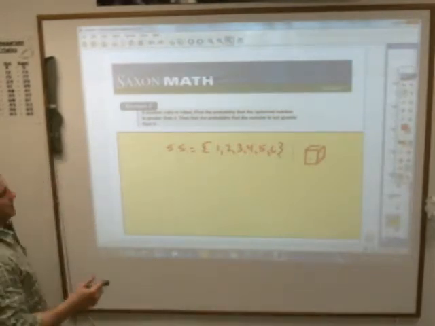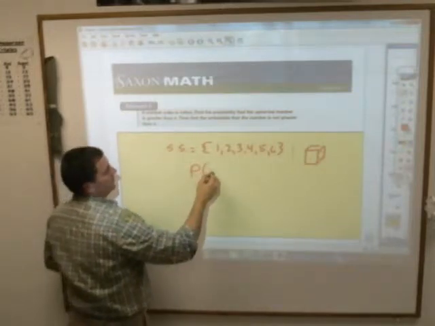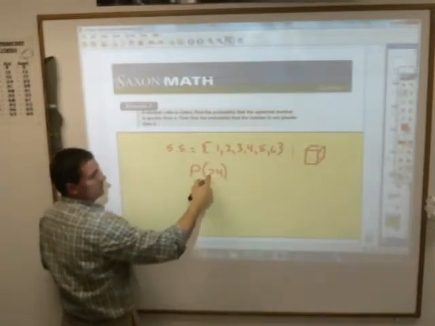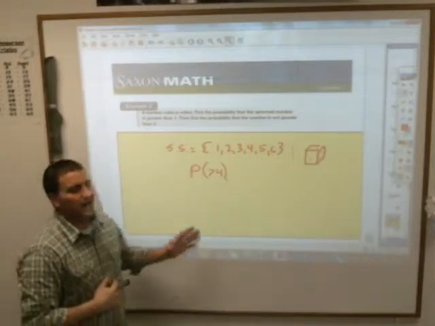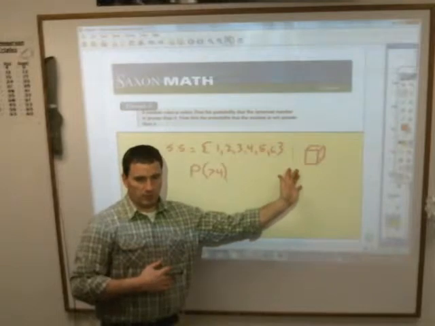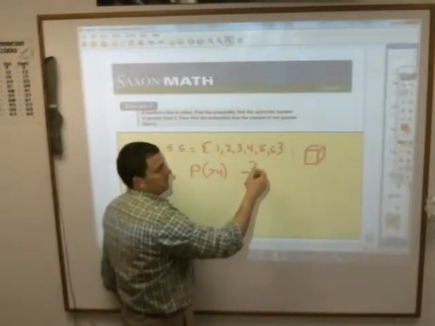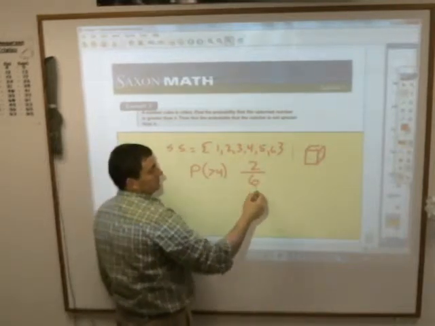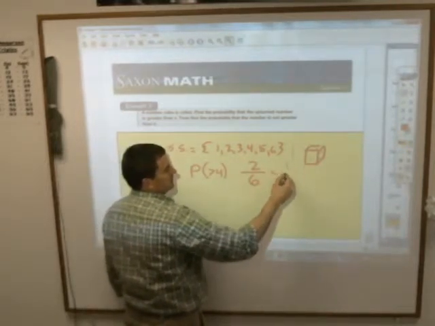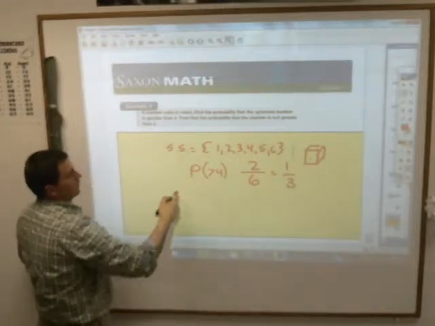So the question asks you the probability of a number that is greater than 4. Well, greater than is simple. So you look at your sample space. How many numbers are greater than 4? That's what you want, 2. And how many total are there on the bottom? 6. So your probability is 1 out of 3 times you should get a number greater than 4.